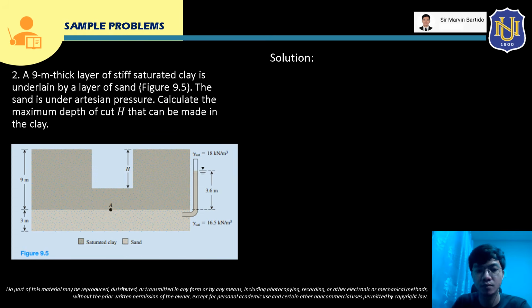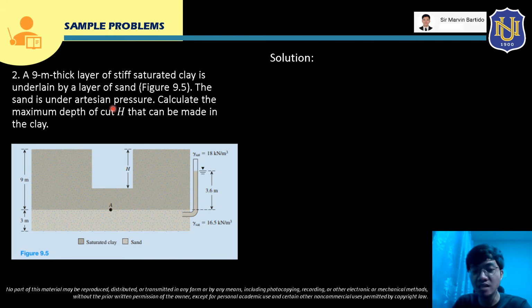Alright. For sample problem number 2, a 9-meter thick layer of stiff saturated clay is underlain by a layer of sand. So, ito yung 9-meter thick saturated clay natin. Okay, and then it is underlain by a layer of sand. So, ito yung layer of sand na binabanggit, no? Alright, so, class, sabi dito, the sand is under artesian pressure.